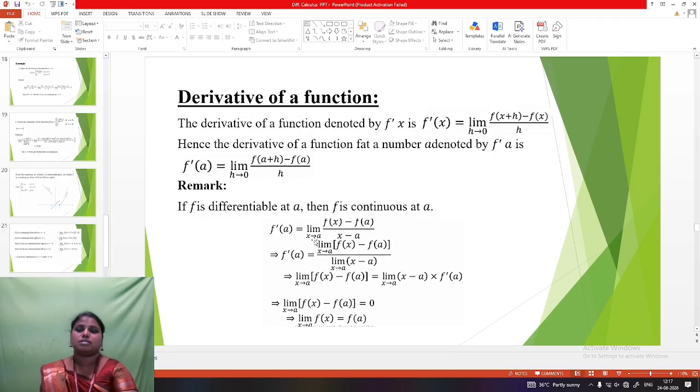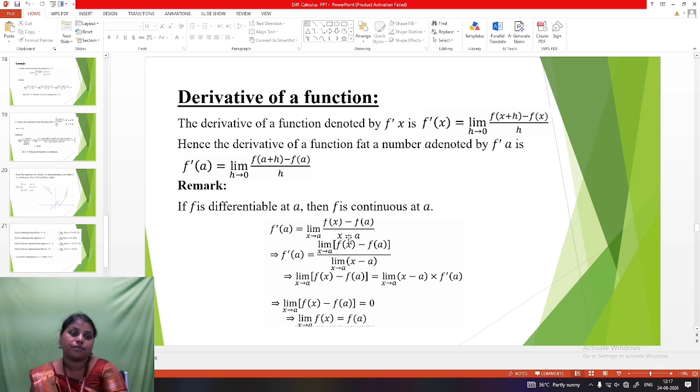Next is the derivative of a function. The derivative of a function is denoted by f dash of x. The definition is f dash of x equal to the limit as h tends to 0 of f of x plus h minus f of x, divided by h, where h is some small positive value.